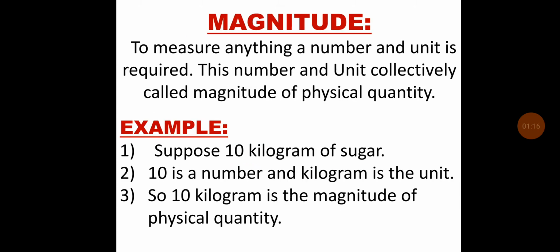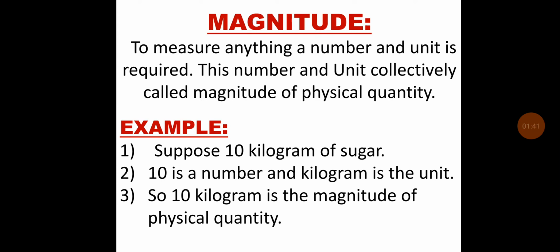The next term is magnitude. To measure anything, a number and a unit are required. This number and unit are collectively called the magnitude of a physical quantity. Suppose we have 10 kg of sugar. So 10 is the number and kilogram is the unit. So 10 kilogram is the magnitude of the physical quantity.